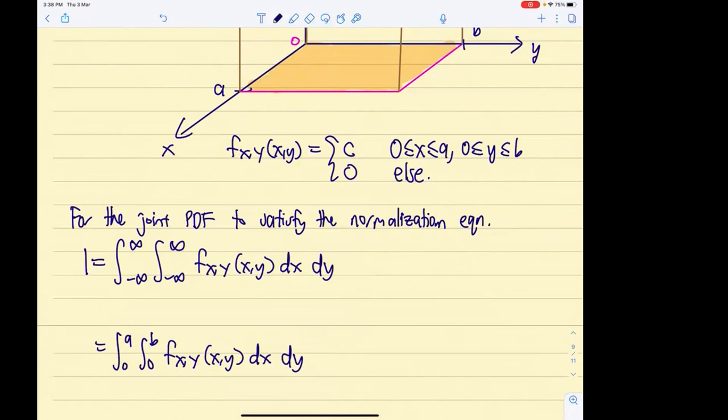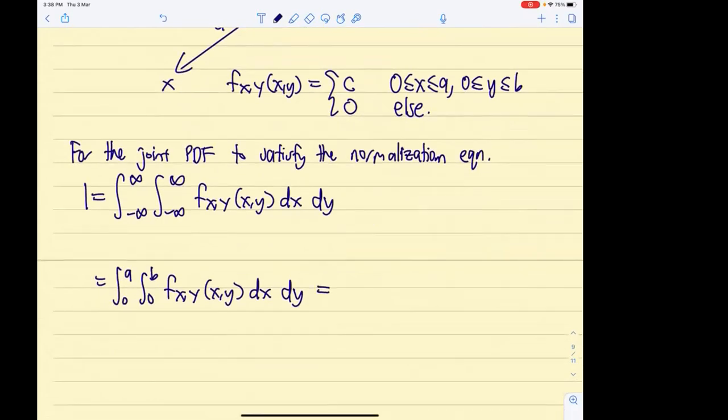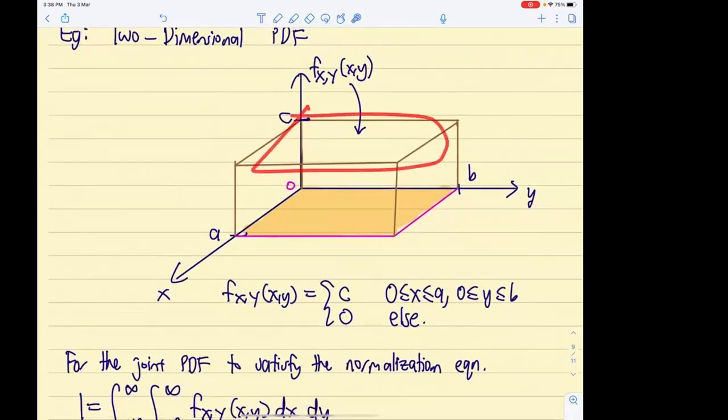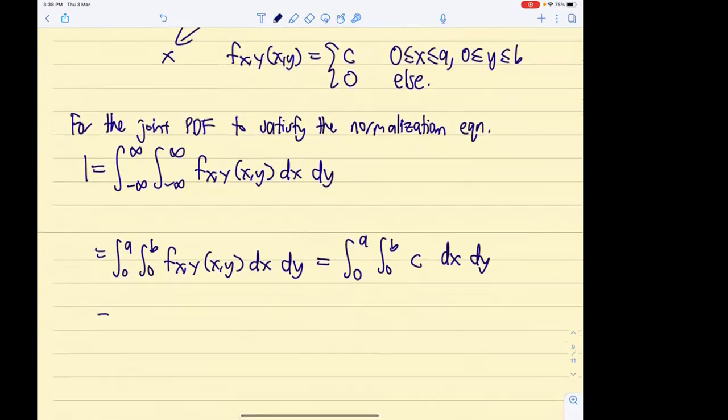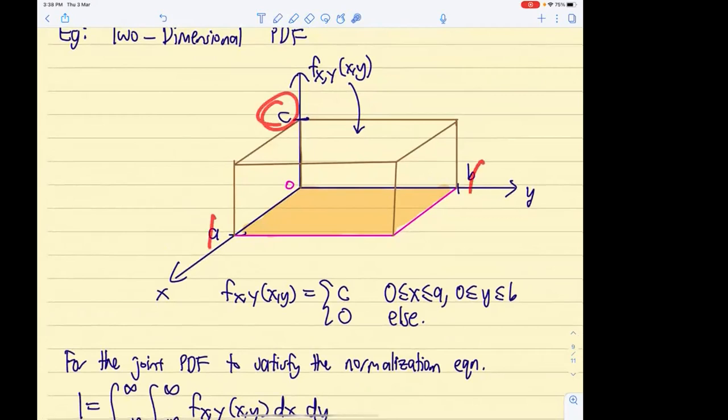I don't know how great you are in integration, but we have to do a little bit of it. So this is nothing but the integral over 0 to a, 0 to b, of c dx dy, because the height here is c. Now if you perform this integration, you get abc here, which means that c is equal to 1 over ab. The book uses a and b equal to 1, but never mind, I'm more general. We choose c here to be exactly 1 over ab.